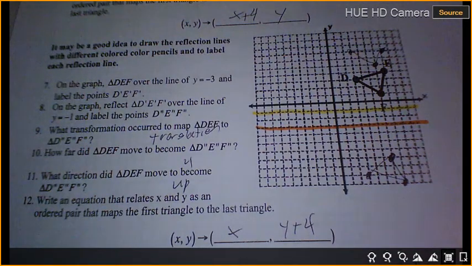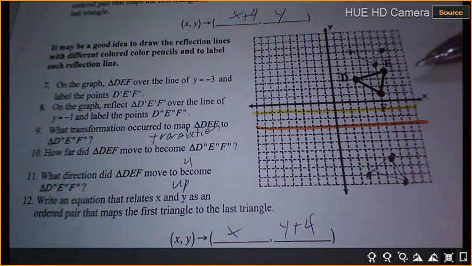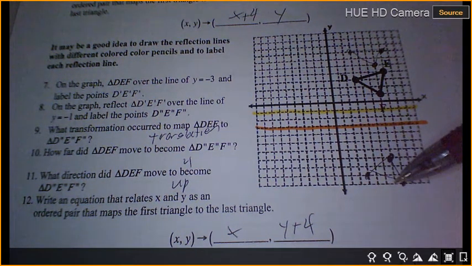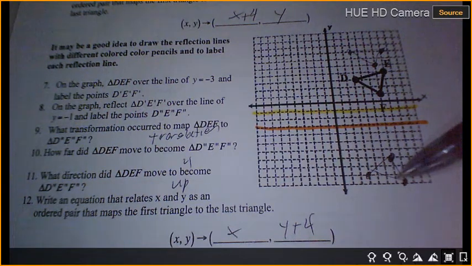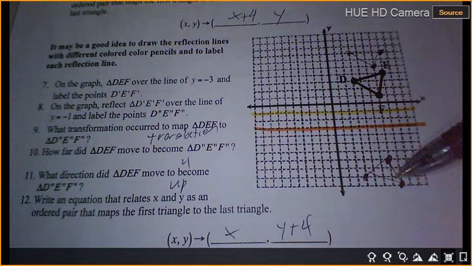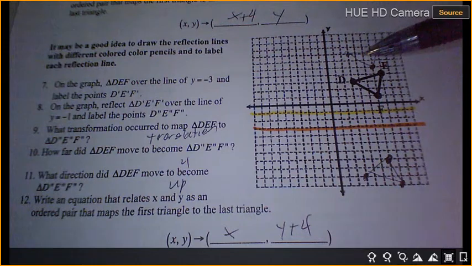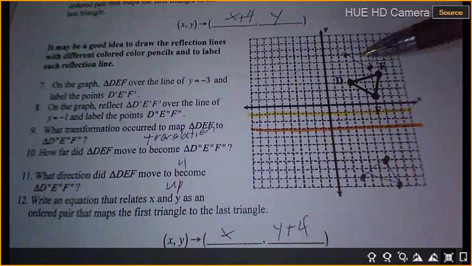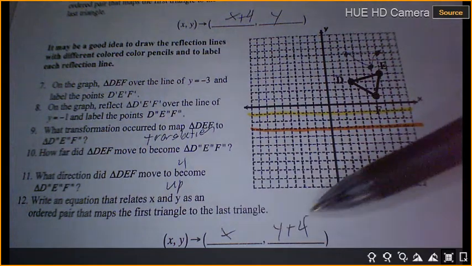First, we're going to reflect it over y equals -3. Remember, y goes this way. So first we take it and reflect it over y equals -3. And then we take that new one and reflect it over y equals -1. It is a translation. It moved 4 up. So it's x comma y plus 4.